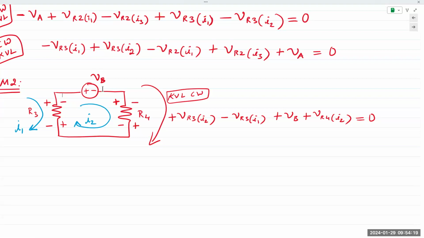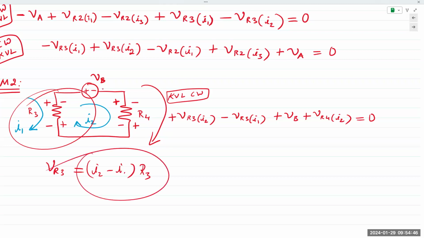So VR3 due to I2 would actually become, or if I was going to write it directly, I would simply say, here, because it's a shared branch. This is not shared. R4 is not shared. So I would simply write VR3 would be equal to I2 minus I1 times R3. This is how I would write it directly.